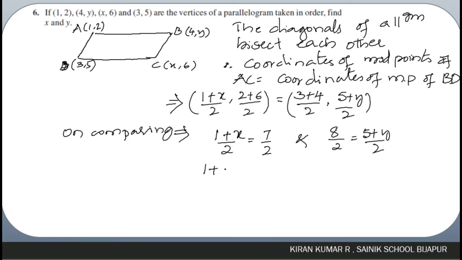So I get (1 + x)/2. On cross multiplying, 2 and 2 will get cancelled. This is equal to 7. And here 8 will be equal to 5 plus y. Therefore, the value of x will be positive 6 and the value of y will be positive 3. Therefore, we have found the value of x as well as the value of y.